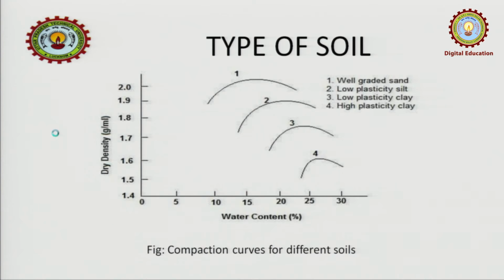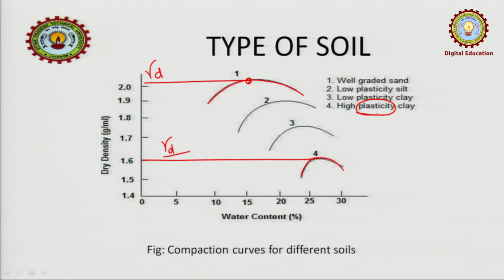If you see, this is the sand. This is for well graded sand, and this is for clay. Okay. High plasticity clay. You can see how the sand has the highest gamma d, but in case of this it has very low gamma d. Okay. What does this signify?